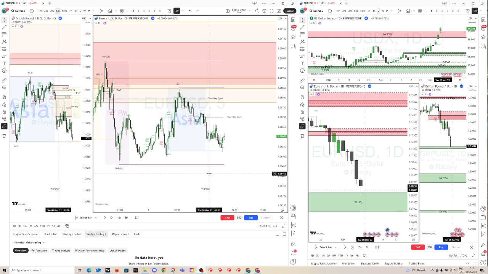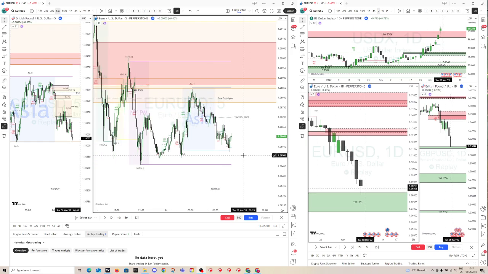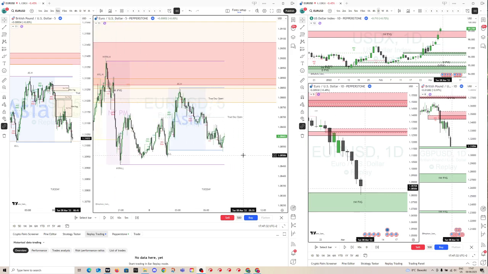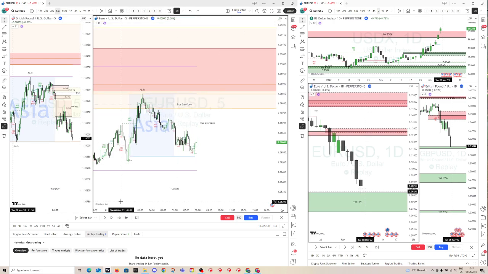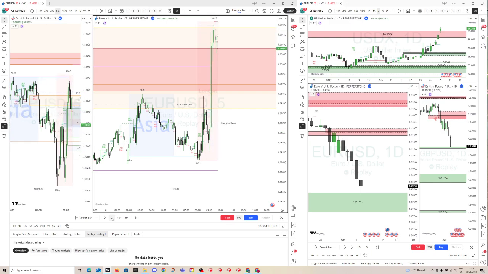So what is important about this backtest is that I have a bias, and in this case, I would opt for a bullish bias because I think it's ready for a retracement because it just dipped into this weekly fair value gap, and so I think I would be looking for a bullish setup. So this is the start of the backtest.